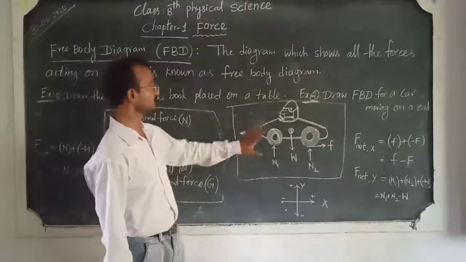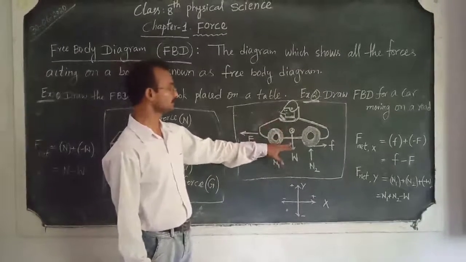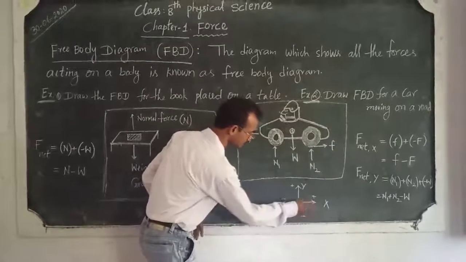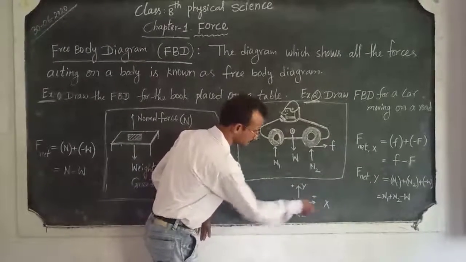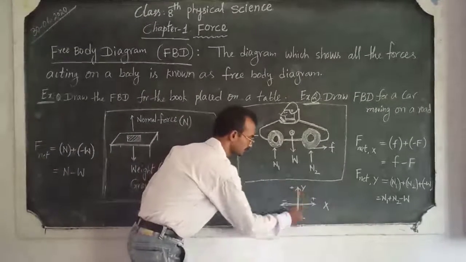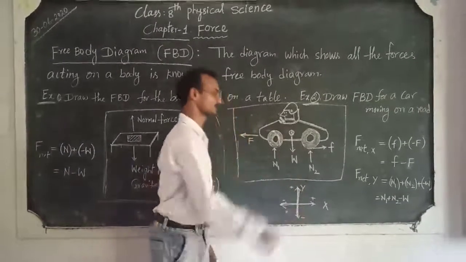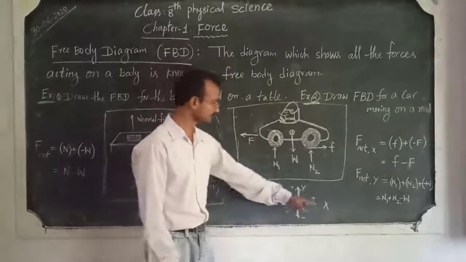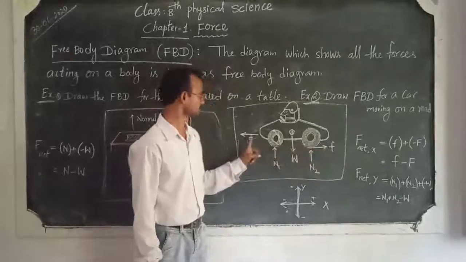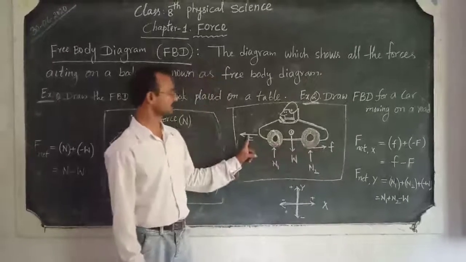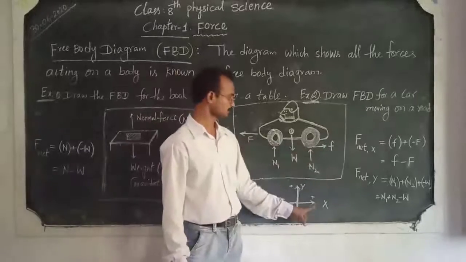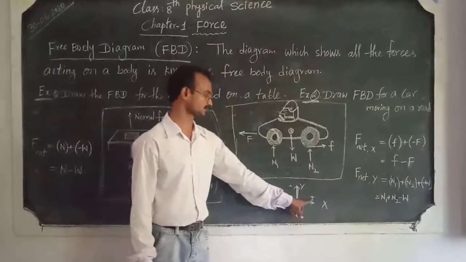One more thing you may ask: what is the net force acting on the car in the x-axis direction, in parallel to the earth? And along the y-axis, what is the net force? On the x-axis direction, let us calculate. What are the forces? Capital F and small f. Capital F is leftwards, that's why taken as negative. Small f is the right side, that's why taken as positive.